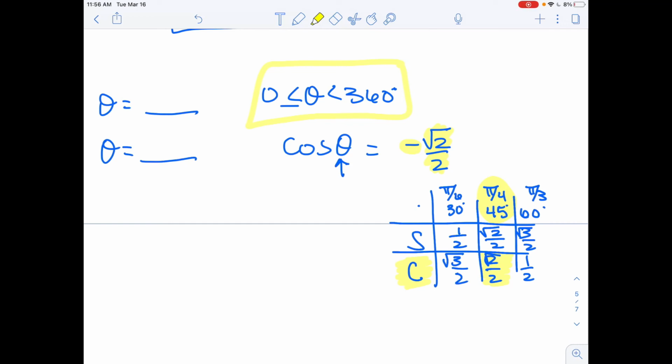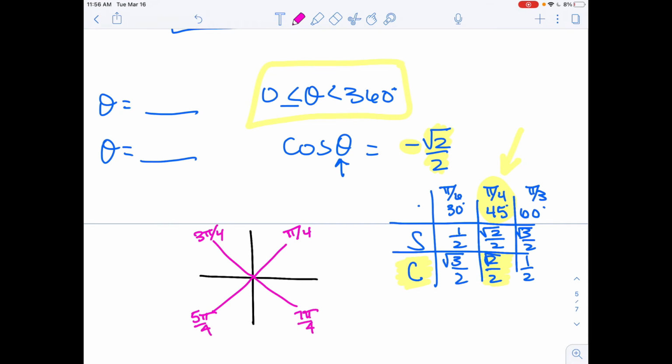Okay, that's awesome because we know, in our unit circle now, I know at our pi over 4, so here's pi over 4, here's 3 pi over 4, here's 5 pi over 4, and here's 7 pi over 4. So we just went from the entire unit circle all the way down to just 4 different points that it could be. Let's narrow it down even further. Let's figure out where cosine would be negative. So remember, all students take calc.